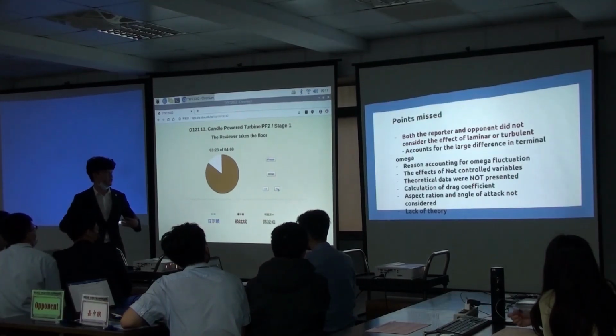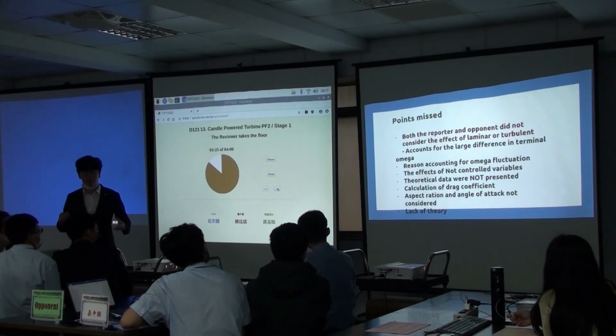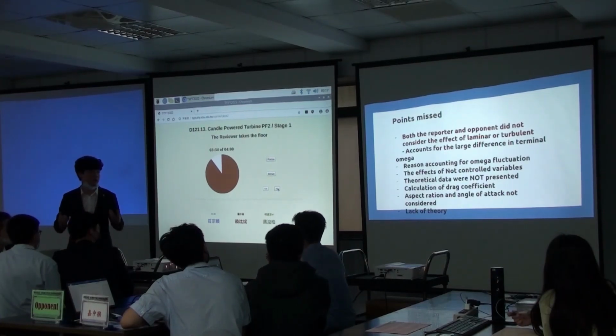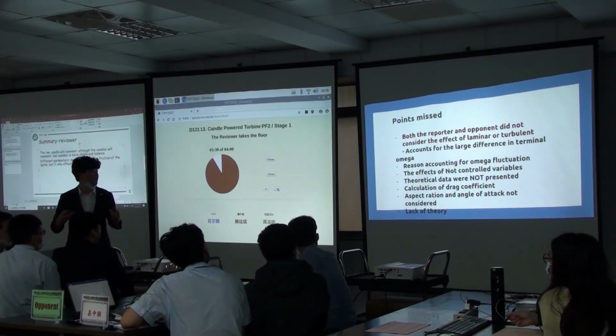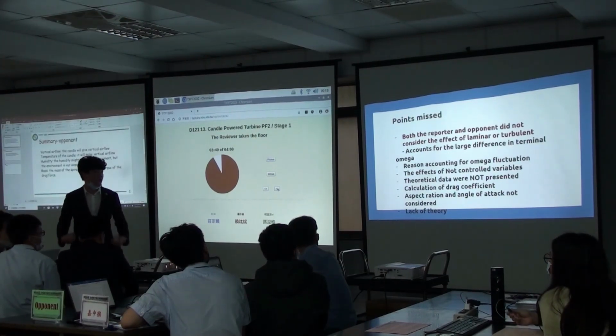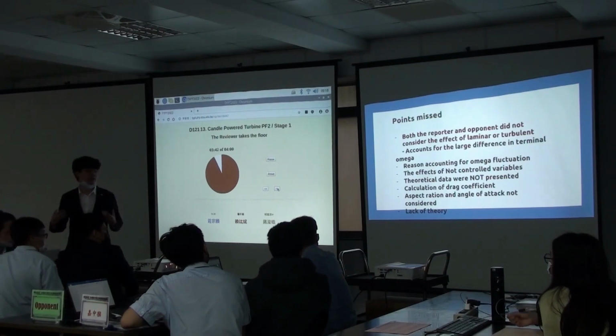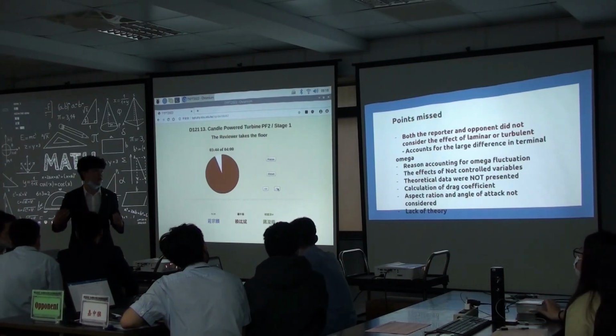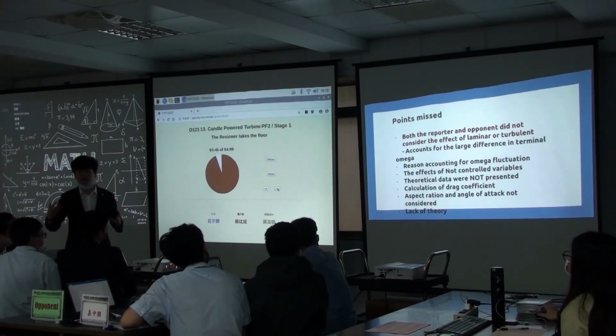Some points that were missed out: both the reporter and the opponent did not consider the effect of laminar or turbulent flow, since this would largely affect the fluctuation of the omega presented in the data. They also didn't discuss why the omega fluctuation is so large. They also didn't discuss the effects of non-control variables, and the theoretical data was not presented, since they have already shown that they can calculate the drag coefficient in some way.